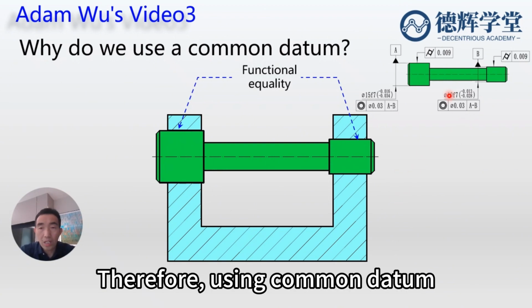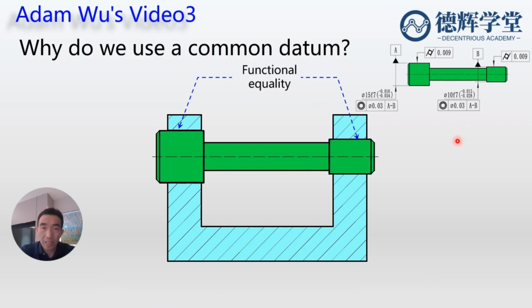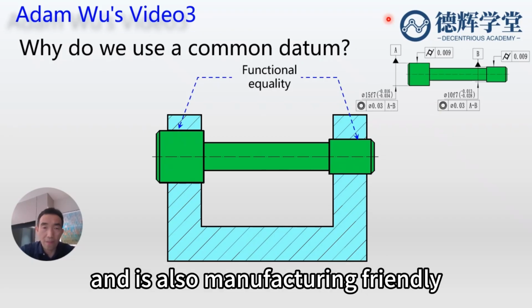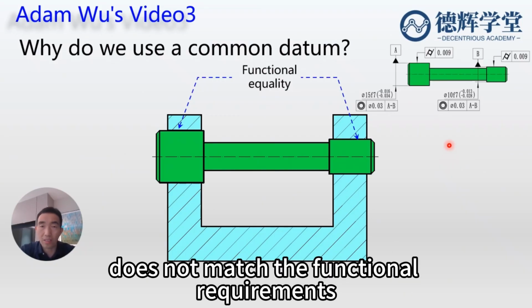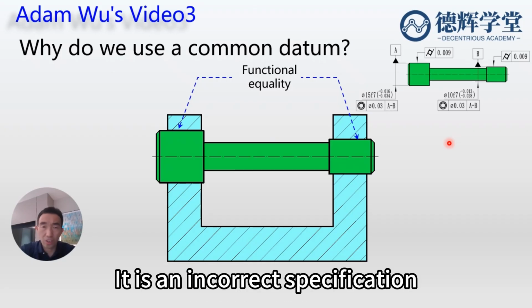Therefore, using a common datum is the correct specification method. It satisfies the functional requirements and is also manufacturing friendly. Whereas using a single datum does not match the functional requirements and is also unfriendly to manufacturing. It is an incorrect specification.